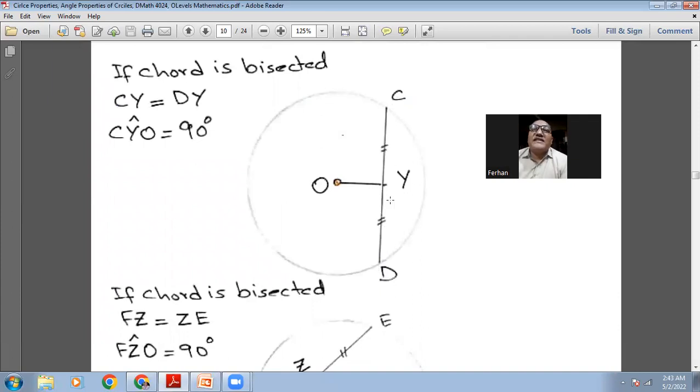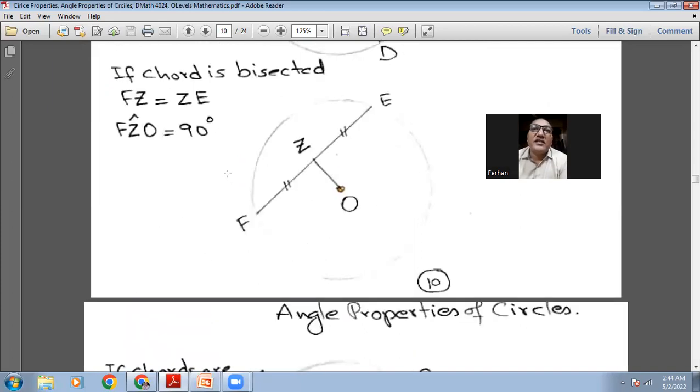Here we have a chord CD, and OY is the line segment coming from the center to this chord. What happened here is that OY has bisected this chord. It has divided it into 2 equal parts. Then the angle between the chord and that line segment will be 100% 90 degrees. So if the chord is bisected, meaning CY is equal to DY, then the angle CYO will be 90. Here is a third example on the same concept.